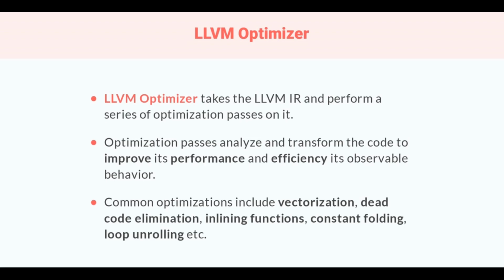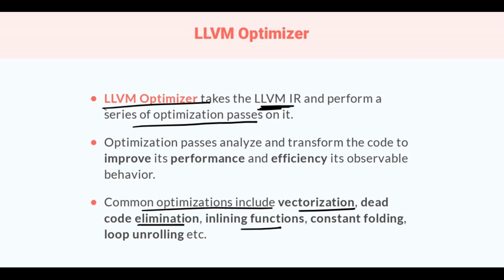So till now we got the LLVM IR, right? This LLVM IR will be taken by the LLVM optimizer, and it will perform some optimization techniques. What are these? Some optimization techniques are vectorization, dead code elimination, inlining functions, loop unrolling. So these are common optimization techniques. We are not going to discuss them in detail. If you want, then comment it down, we will make another video.